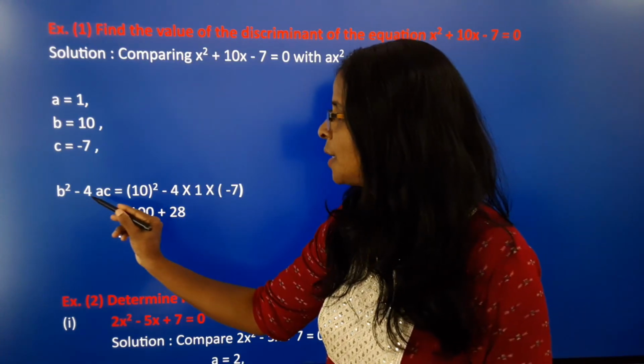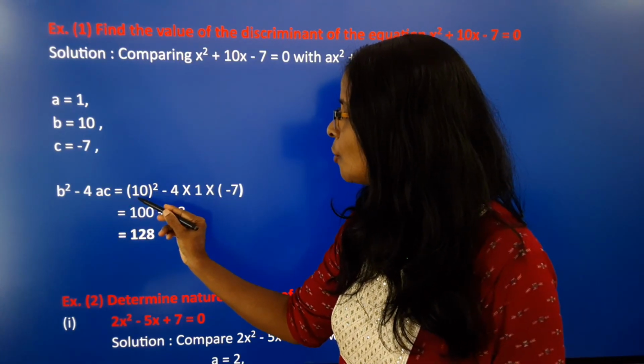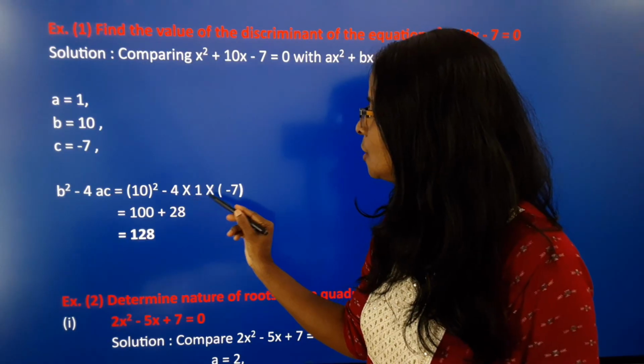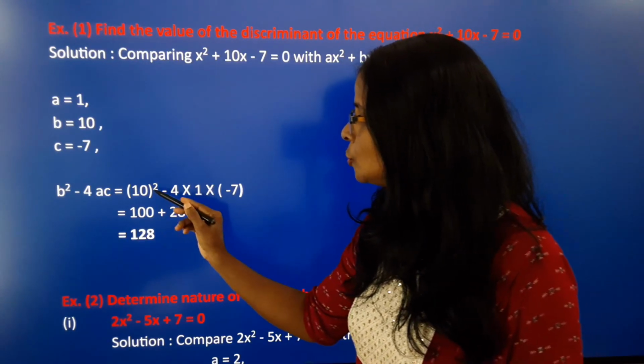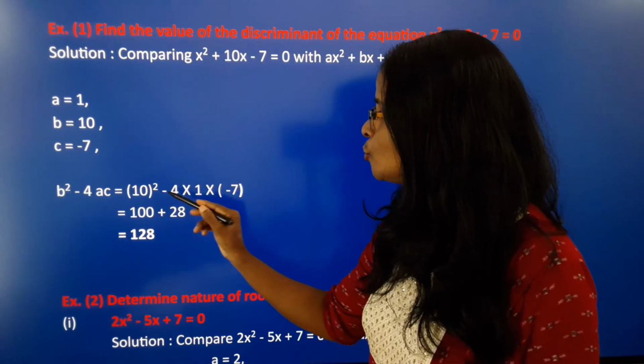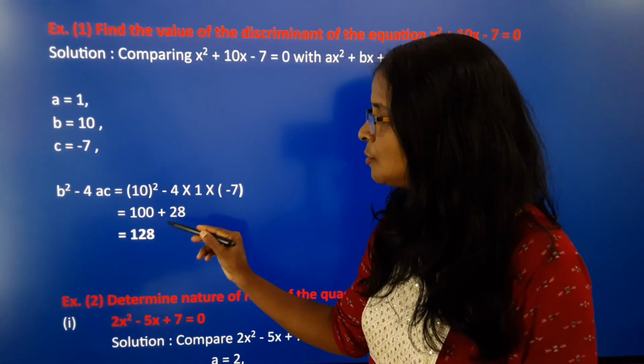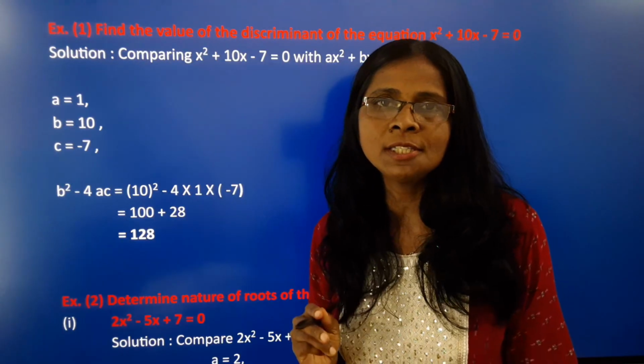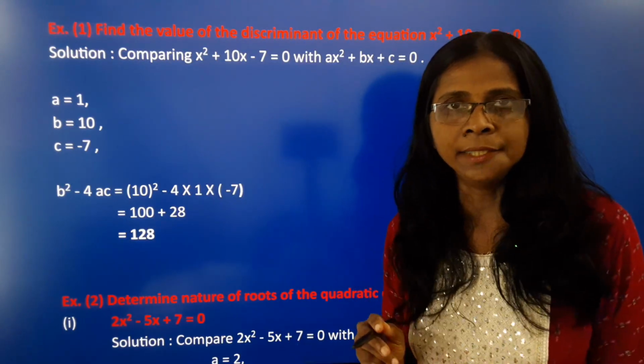Now here b square minus 4ac is equal to square of 10 minus 4 multiply 1 multiply minus 7. So the square of 10 is 100, and the product of these is minus 28. So minus of minus 28 means plus 28. So b square minus 4ac is equal to 28.